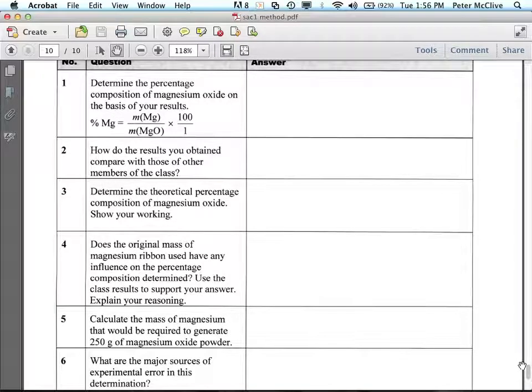Questions. So you're going to work through this and fill in each of these for tomorrow, right? The percentages. You put in the mass that you've calculated over the total mass. That gives you the percentage based on your own results, straight out of that table. How does it compare with others? Well, if you get other results, you can. But if you don't have other people's, it doesn't matter. We'll just compare it to the theoretical for my class.